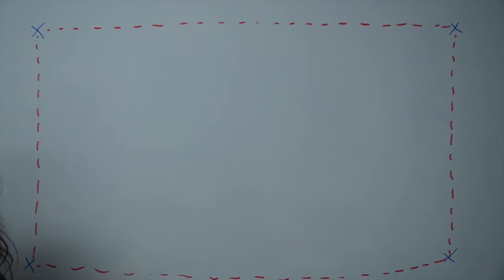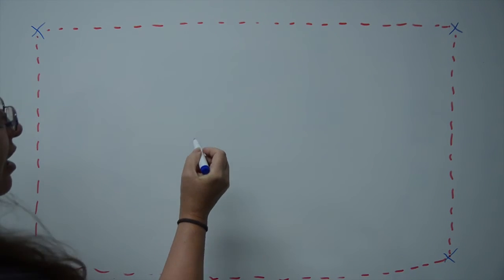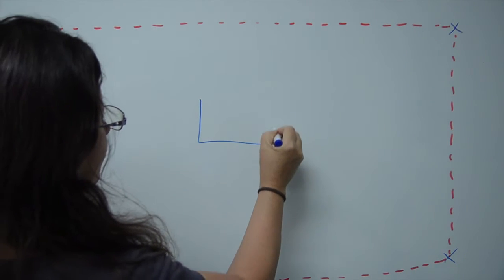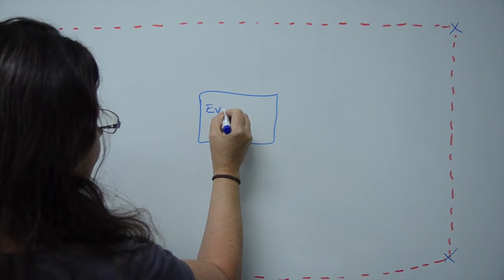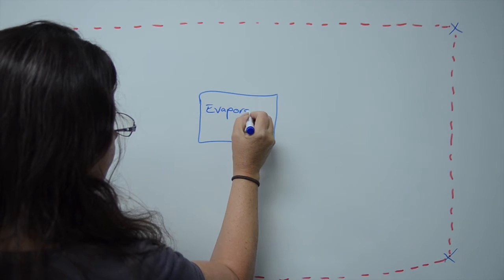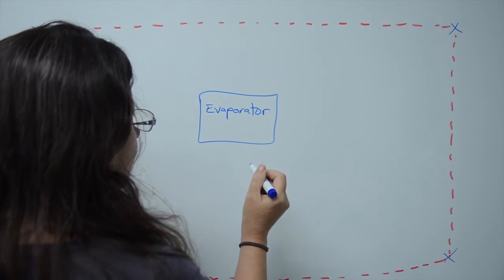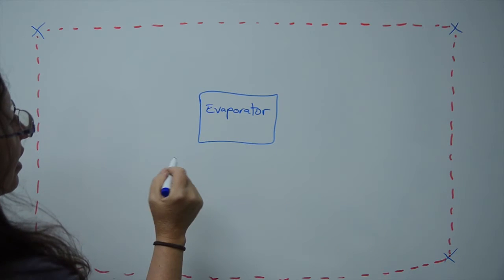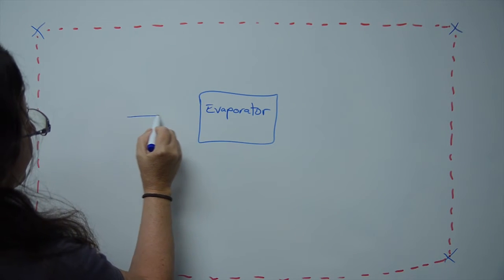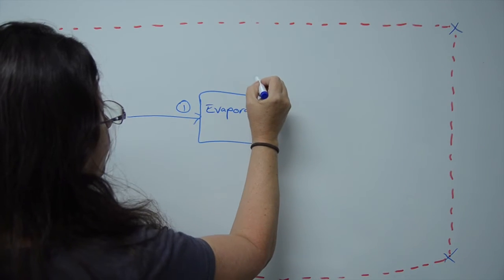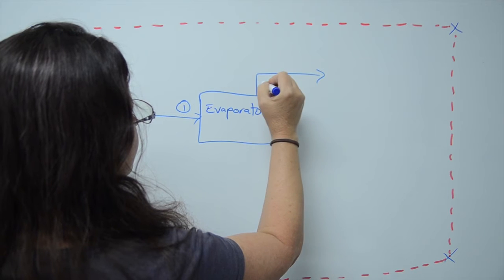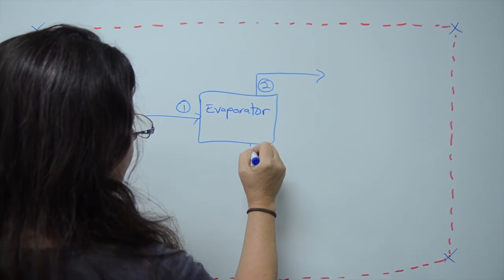Let's move on and solve the problem from the previous slide. The first thing we want to do is define our system and draw where our evaporator is going to be. This box is going to represent our evaporator, and it's always good to label all of your boxes and lines. Then we're going to have an inflow, which is stream 1, and then we have 2 outflows, stream 2 and stream 3.